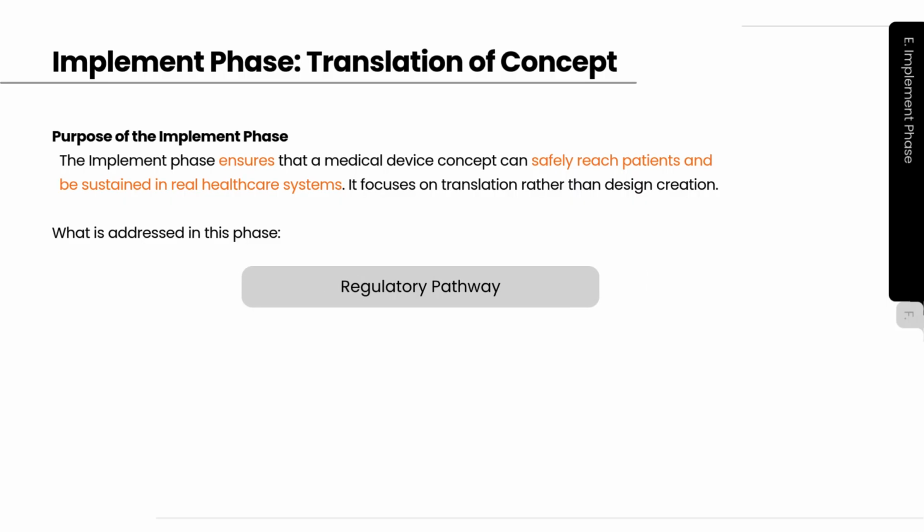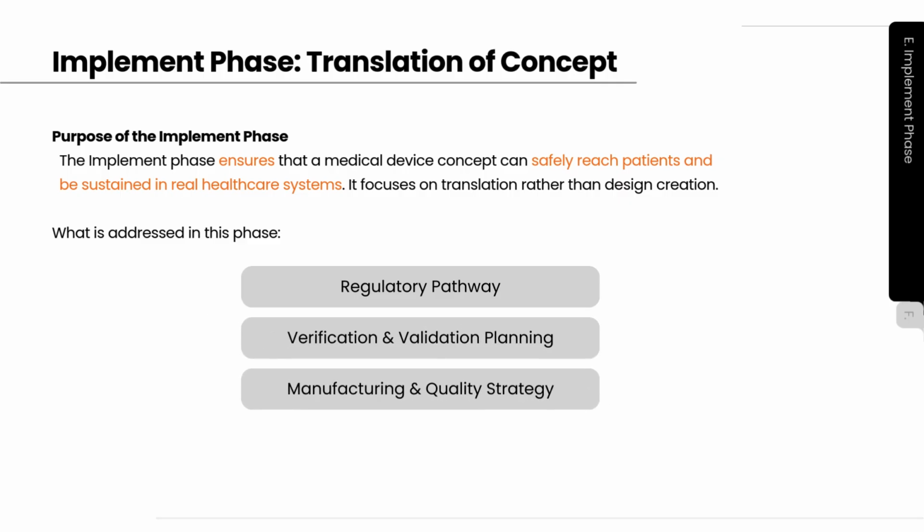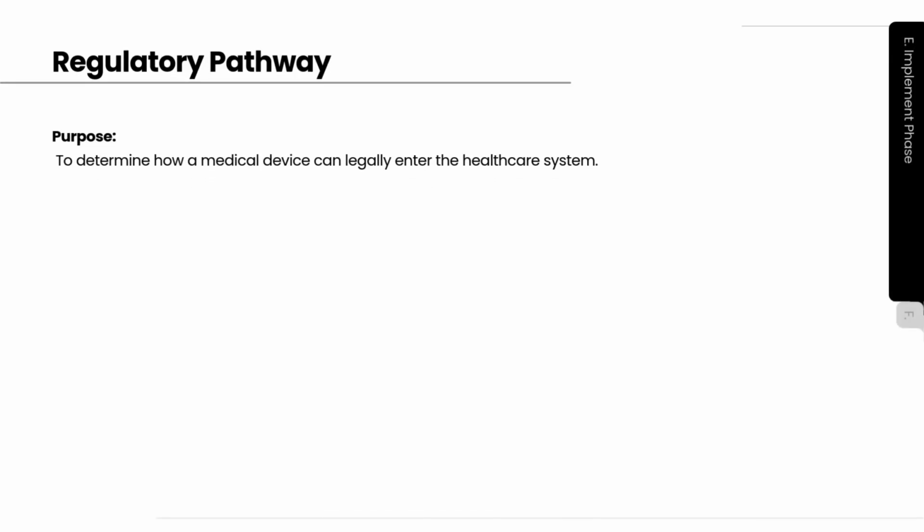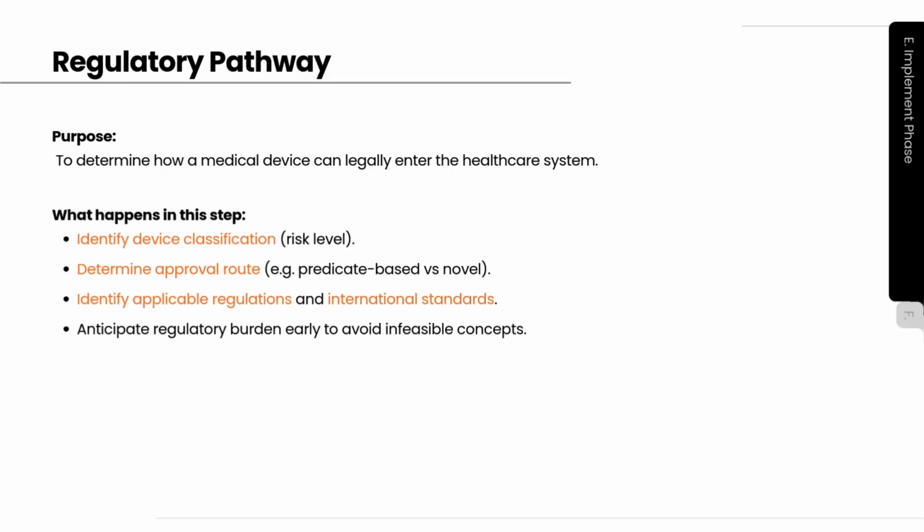This phase addresses regulatory pathways, verification and validation planning, manufacturing and quality strategy, and the business model needed for real-world adoption. This step defines how a medical device can legally enter the healthcare system. It involves identifying the device classification based on risk, determining the appropriate approval route, and understanding applicable regulations and international standards. Addressing the regulatory pathway early helps avoid concepts that may be unsafe, non-compliant, or impractical to bring to market.